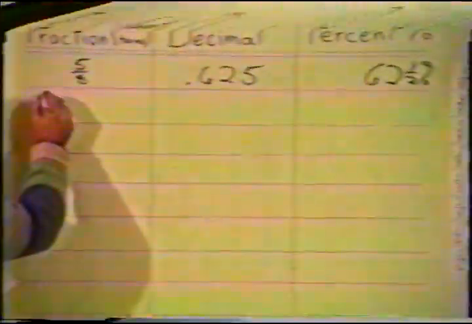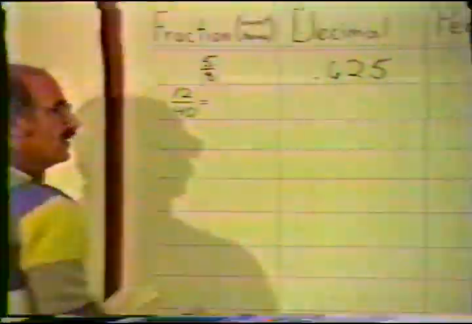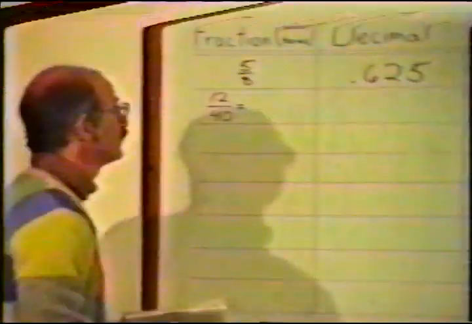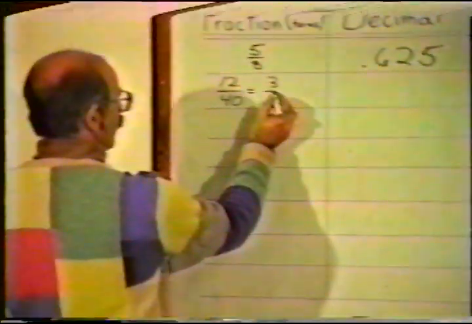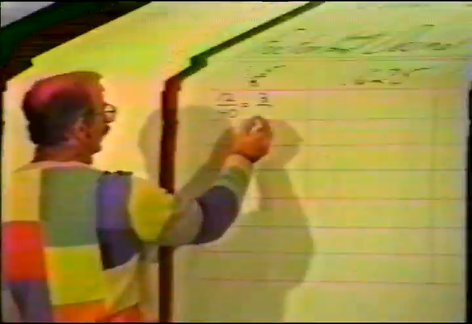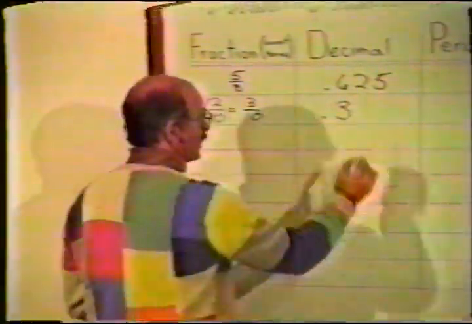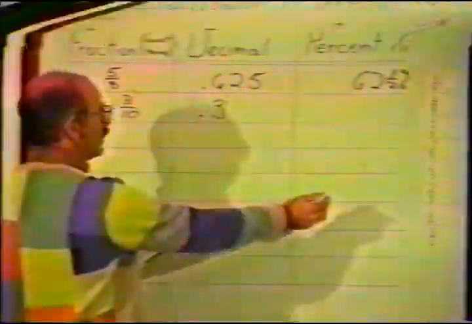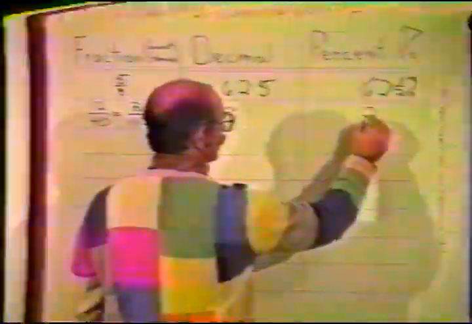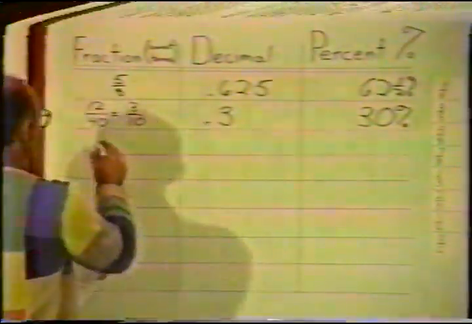The next one is the fraction 12/40ths. We'll need to reduce it. With what number shall we hit? 4. 4 into 12 is? 3. And 4 into 40? 10. 3/10. Is that one that you should know? Yes. 3/10 is how much percent? 30%. 30%.